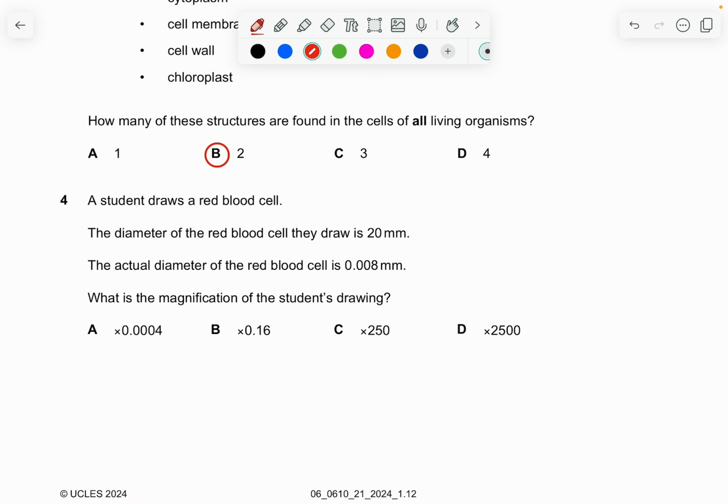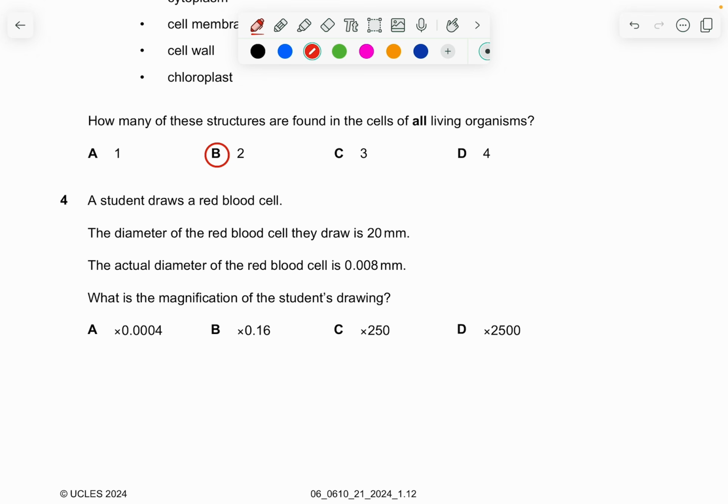So question 4. A student draws a red blood cell. The diameter of the red blood cell in the drawing is 20 millimeters. The actual diameter of the red blood cell is 0.008. What is the magnification of the student's drawing? So you need to use the magnification formula. So what is the magnification formula?